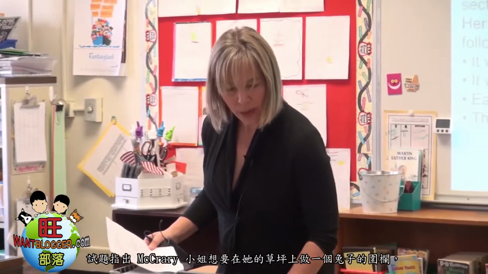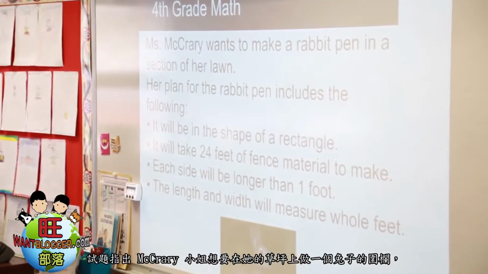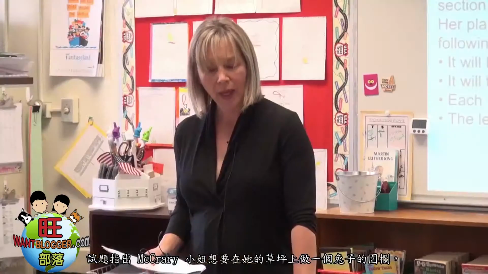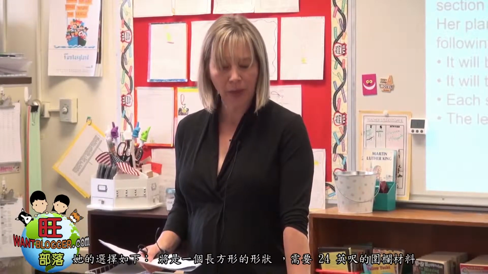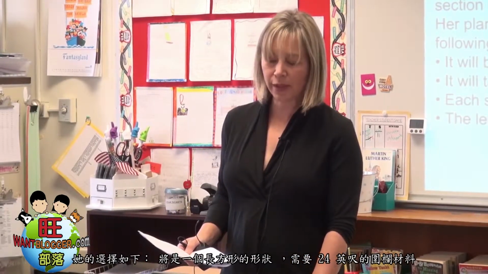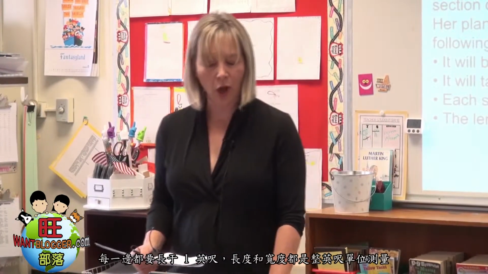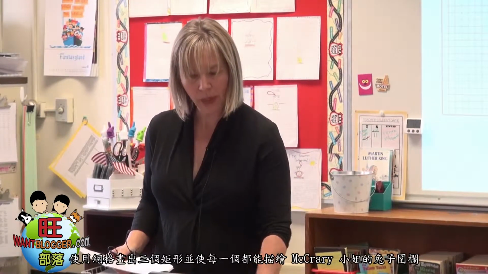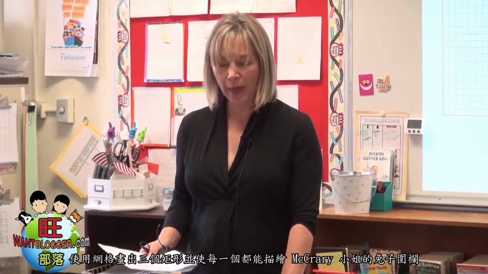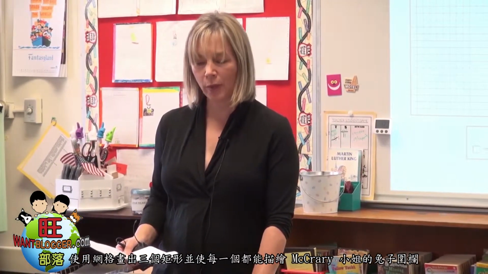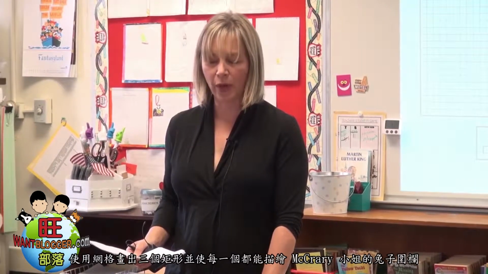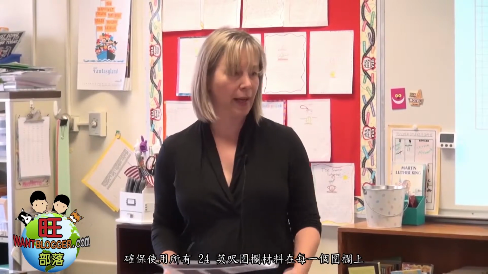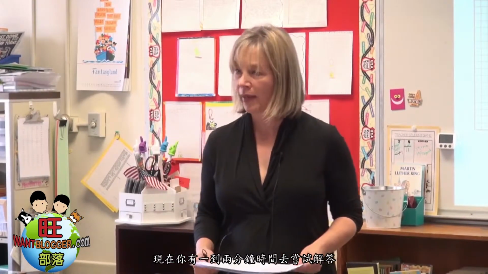So the problem states, Miss McCrary wants to make a rabbit pen in a section of her lawn. Her plan for the rabbit pen includes the following. It will be in the shape of a rectangle. It will take 24 feet of fence material to make. Each side will be longer than 1 foot, and the length and width will measure whole feet. So the direction is, use the grid to draw 3 different rectangles that can each represent Miss McCrary's rabbit pen. Be sure to use all 24 feet of fence material for each pen. So you'll have a minute or 2 now to go ahead and try that out.